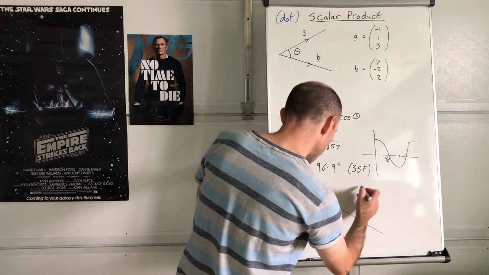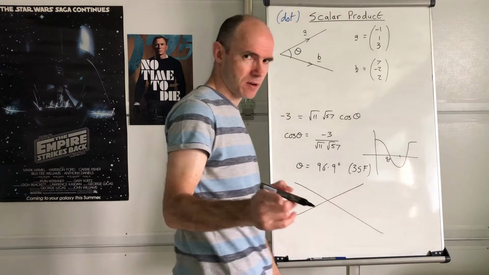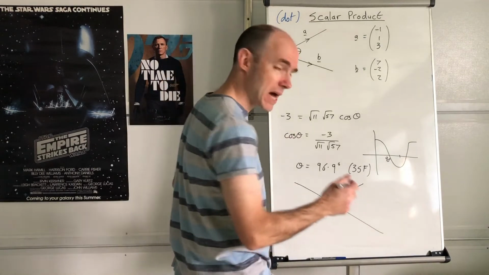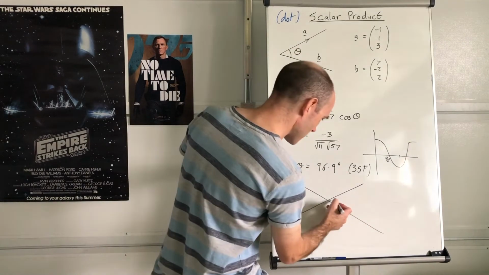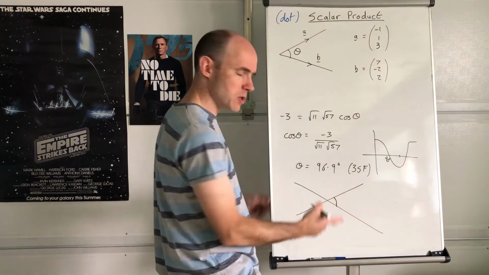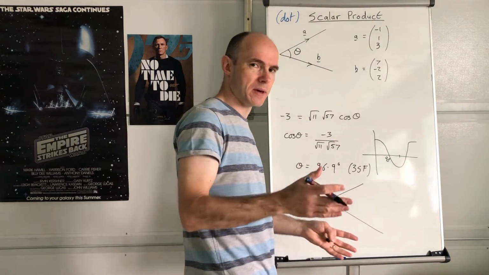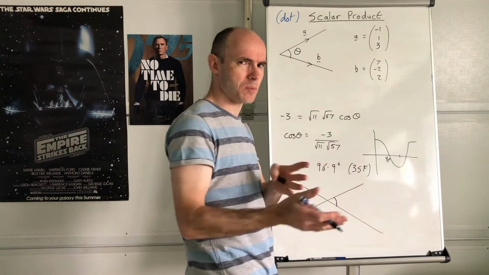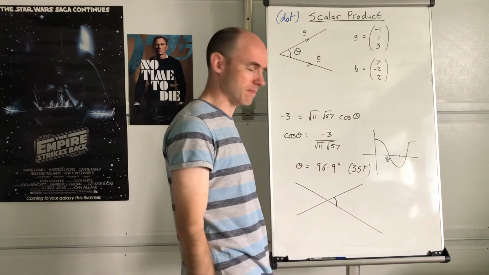So here you've got two lines intersecting. In the first example I showed you, the last video, we had an acute angle. That's obviously an acute angle. Now we've got an obtuse angle. Your question should be, how do you know whether it's acute or obtuse, just by looking at the diagram?